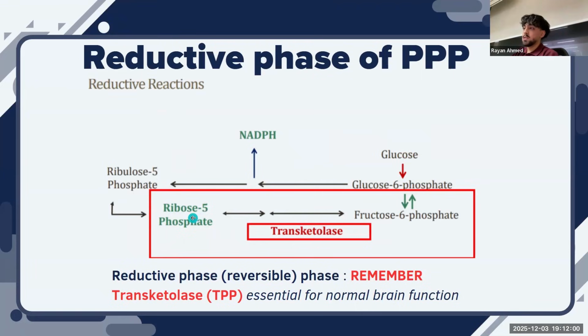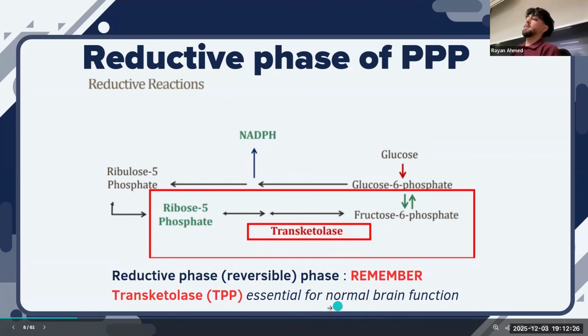The reductive reactions start from ribose 5-phosphate, which is a product of the pentose phosphate pathway. It goes back into glycolysis by an enzyme called transketolase into fructose 6-phosphate. So transketolase is the enzyme that I need you to remember in the reductive reactions. It is very essential for normal brain function. Please keep this in mind because we're going to revisit this concept. Essential for normal brain function, transketolase. Okay, let's move on.